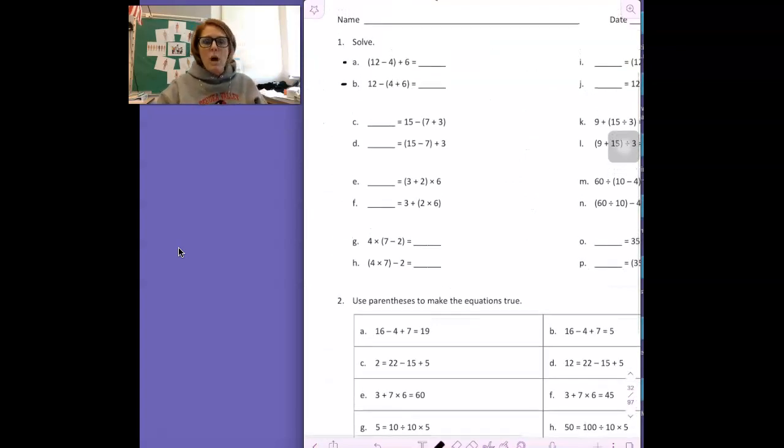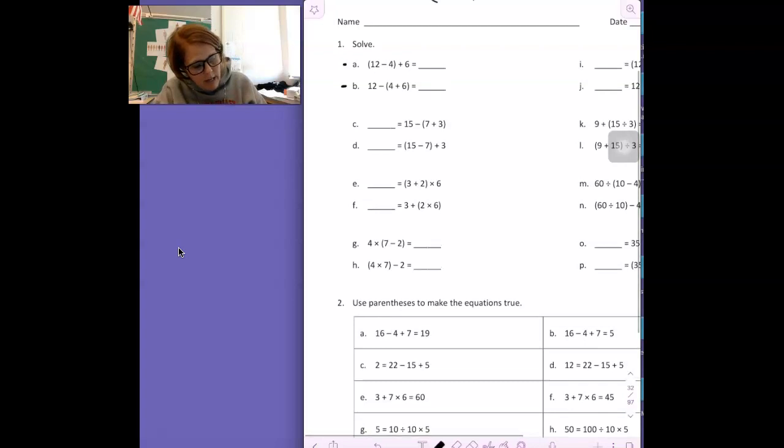So let's look at 1A and B. We have 12 minus 4 in parentheses plus 6. If it helps you to write it down, you can write it above or below. 12 minus 4 is 8. So then we do 8 plus 6 equals 14. When you look at letter B, we have 12 minus, and then we have the 4 plus 6 inside parentheses. So we're going to simplify that, and 12 minus 10 equals 2.